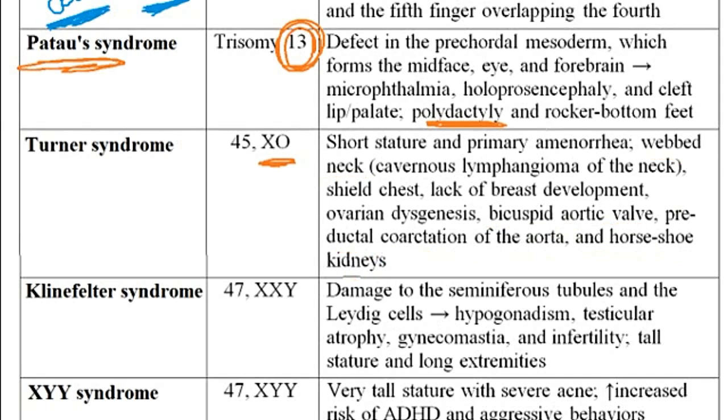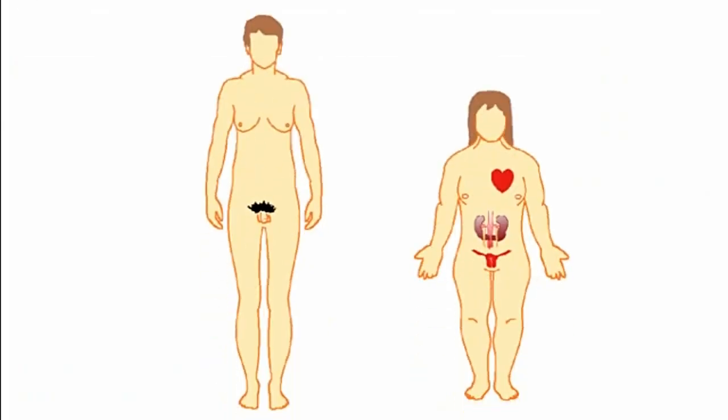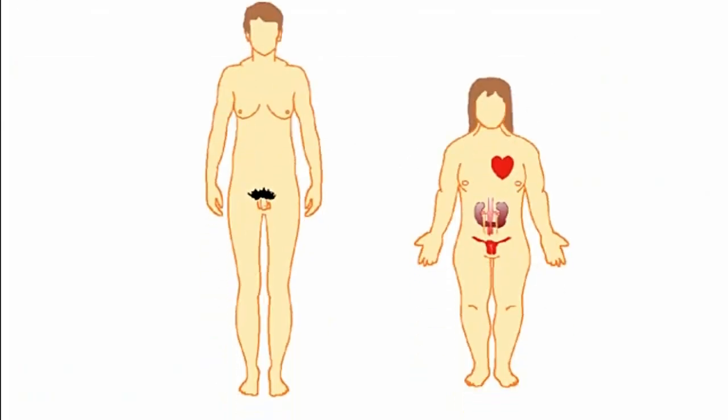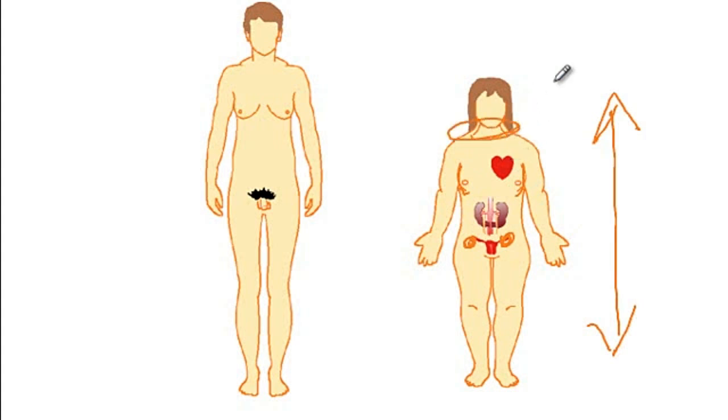So once again, memorization of these features is much easier if you recall this image. So short stature, ovarian dysgenesis, lack of breast development as well as primary amenorrhea, horseshoe kidneys, preductal coarctation of the aorta as well as bicuspid aortic valves, and finally webbed necks are features of patients with Turner syndrome.